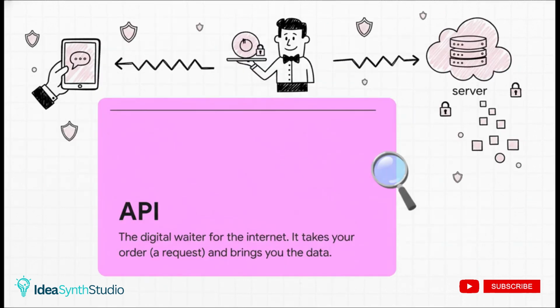At its very core, an API, that's an application programming interface, is basically like a waiter for the internet. You tell your app you want to see your messages, right? That's your order. The API takes that request to the server, and then it brings back the right dish, your data. It's simple, it's efficient, and it is absolutely essential.